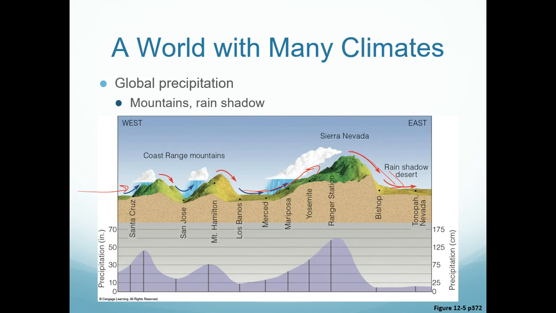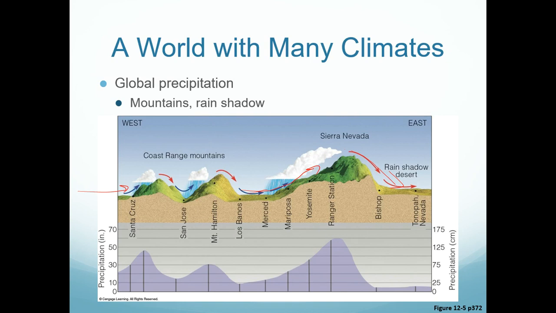Remember when we talked about rain shadows a few chapters back? We've talked about that a few times. Chapter 8 when we talked about air masses. I believe it was chapter 5 where we talked about it as well. A couple times we've talked about this.